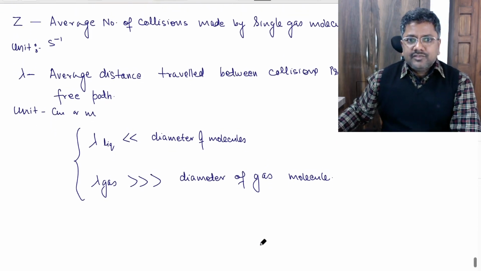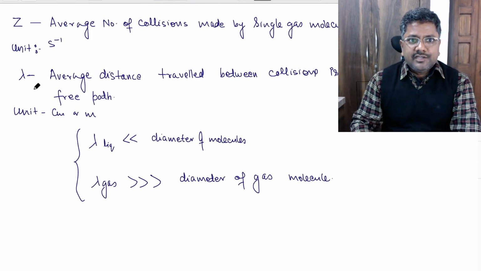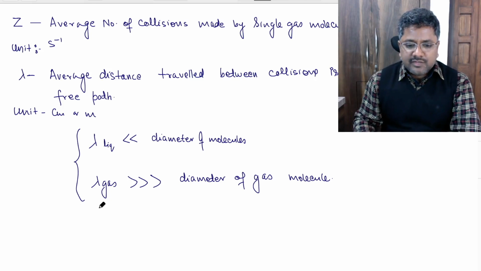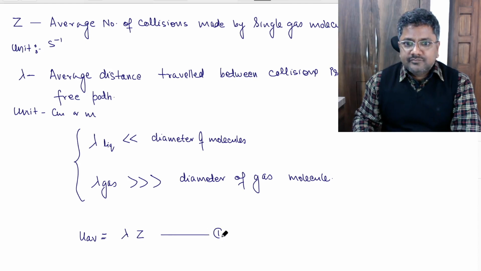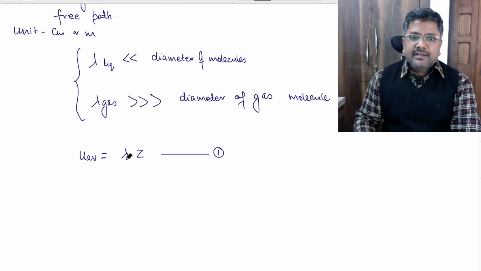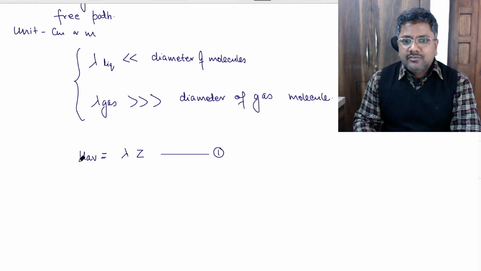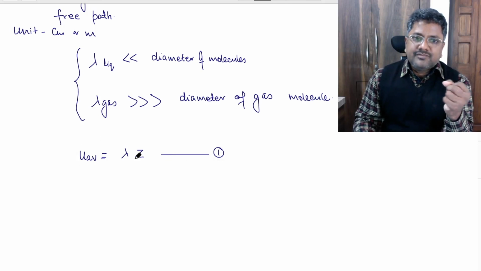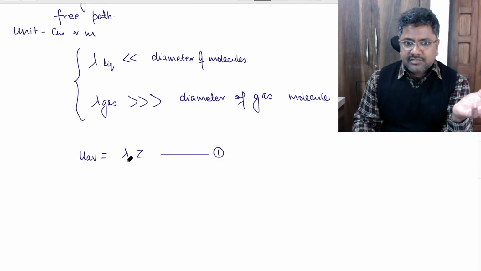So if you see, there is a relation between Z, lambda and average speed. So you can write one relation: u average is equal to lambda into Z. This is a very important relation, right? So if collision frequency is given, lambda is given, or if you have u average and the collision frequency, or value of Z, then you can calculate the mean free path from here.